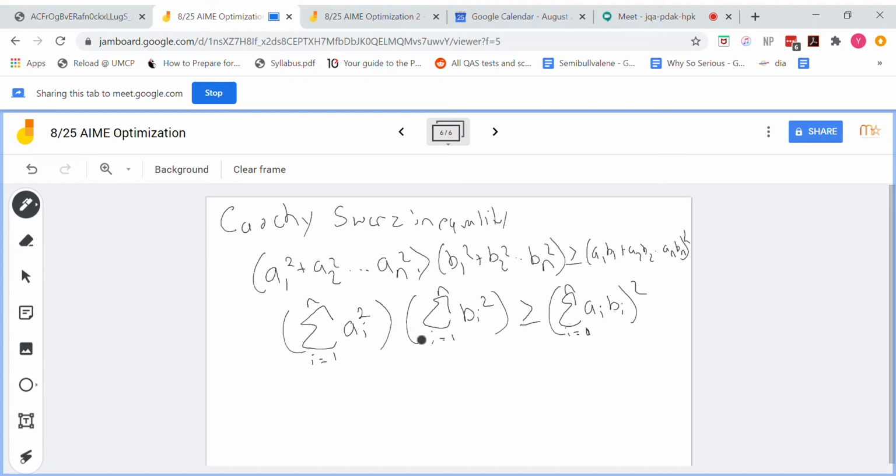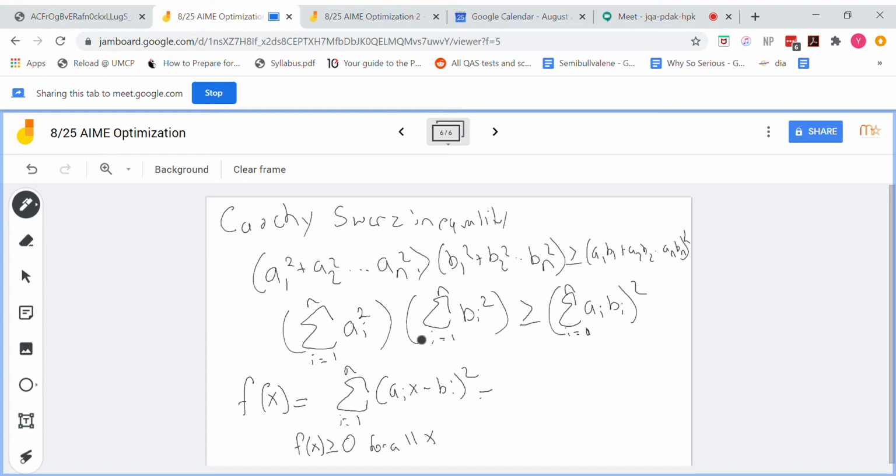So first, to prove this, we're going to make use of an ingenious technique. We're going to define a function f of x equals the sum of (ai x minus bi) whole squared, for i equals 1 to n. And so clearly, by the trivial inequality, f of x is greater than or equal to 0 for all x, right?